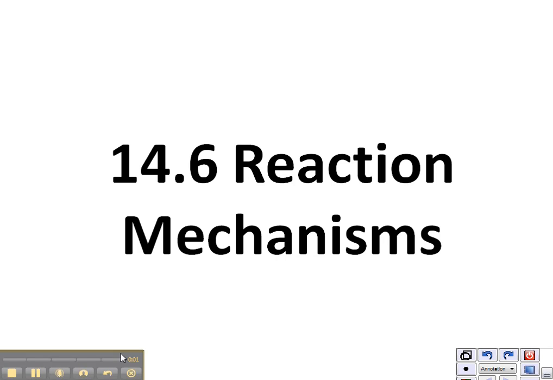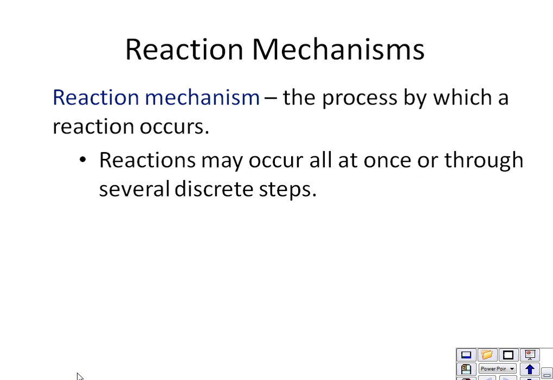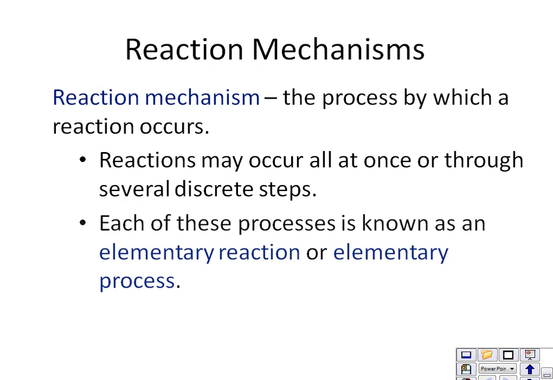Hey guys, chapter 14.6, reaction mechanisms is what we're talking about right now, and so here we go. Reaction mechanisms is the process by which the reaction occurs. Reactions may occur all at once or through several little steps. In the reaction mechanism, each of these processes is known as an elementary reaction or an elementary process. So think elementary, think simple. Okay?